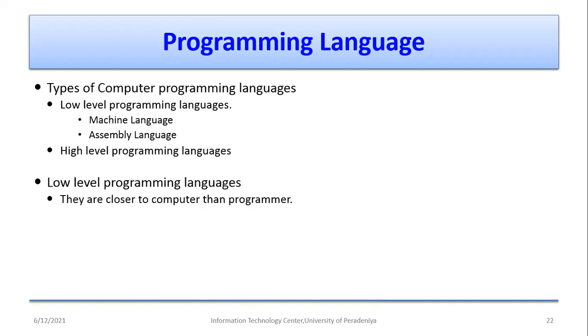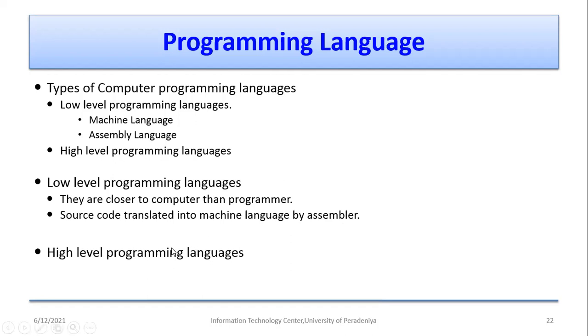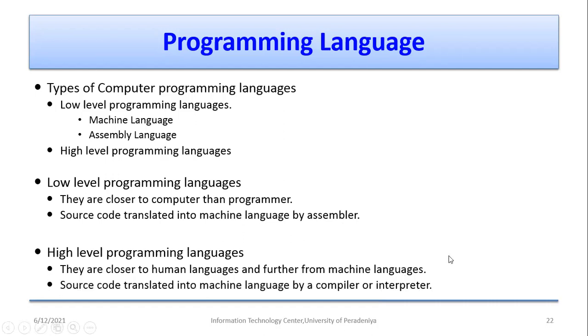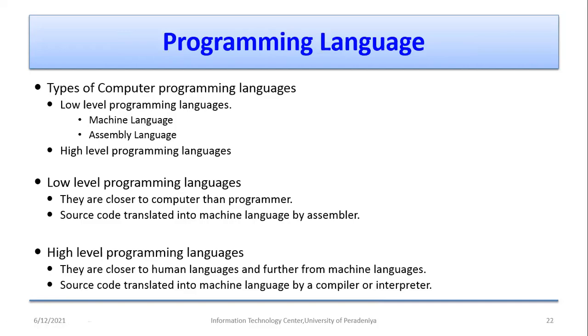Usually low-level languages are closer to the computer than to the programmer, and the source code is translated into machine language by an assembler. If it is machine language, there is no need to translate it. High-level programming languages are closer to human language and further from machine language, and the source code should be translated into machine language by using a compiler or interpreter. So that's the summary of this lesson.